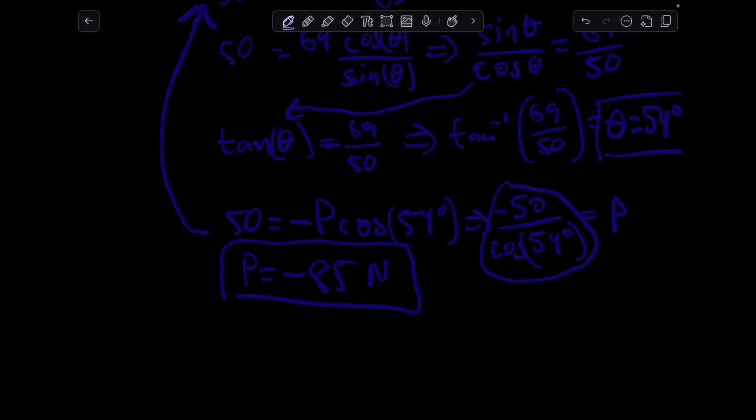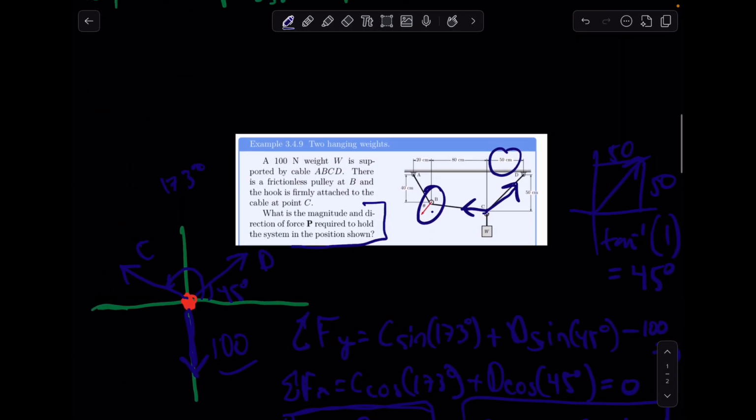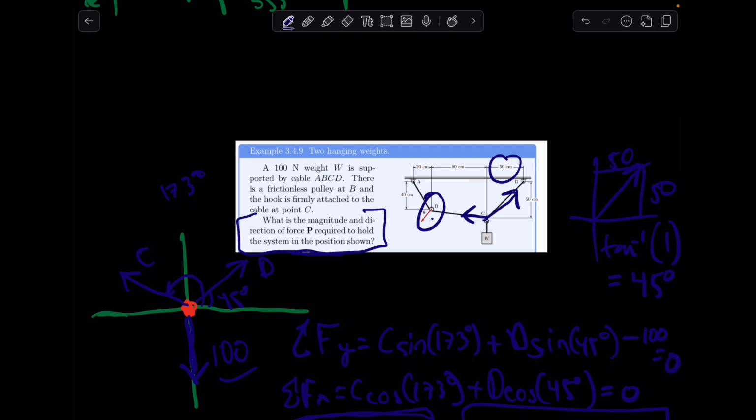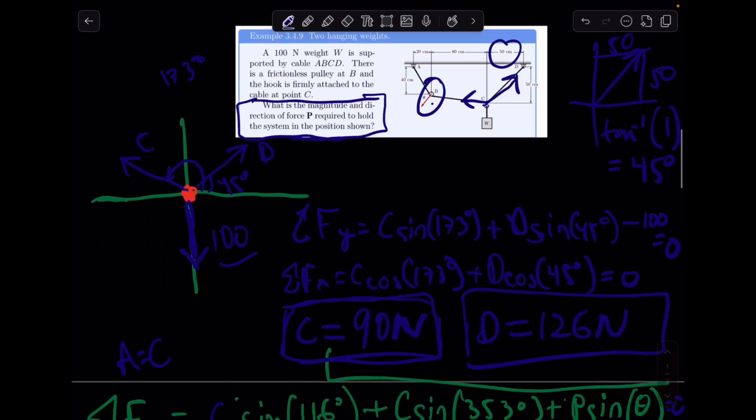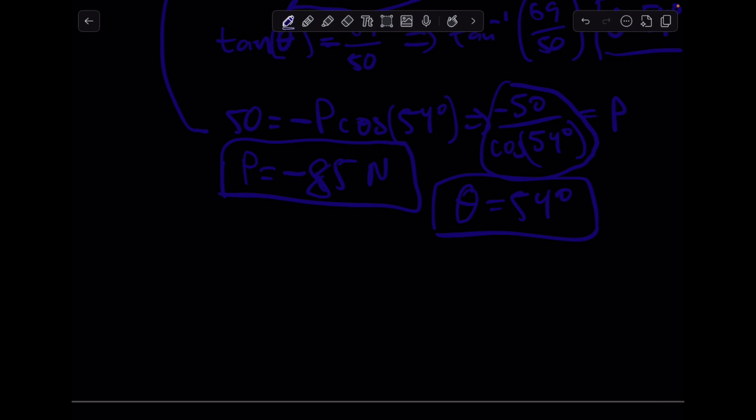So now we've solved for everything. P equals 85 newtons, and it's acting at an angle, again from our little equation right here, 54 degrees. So now we figured out the magnitude and direction of our force P, which is what the question was asking for. I don't know if you guys remember that the question was asking force and magnitude. I want you guys to consider something though. Please pay attention to this. The negative 85 newtons, what does that mean?